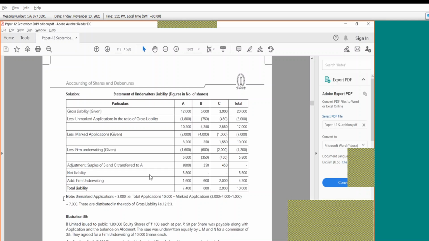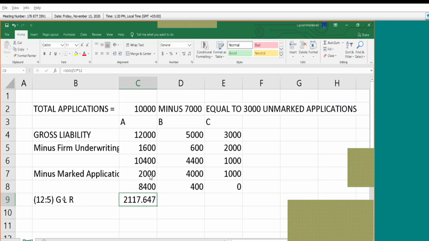So this is why I did this. You should not deduct the unmarked application first. Rather, you have to deduct the firm underwriting marked application. Then, if anything is pending, the unmarked application you can share. Don't go by the insured material. Okay? You got it or not? What I am saying? All of you understood.